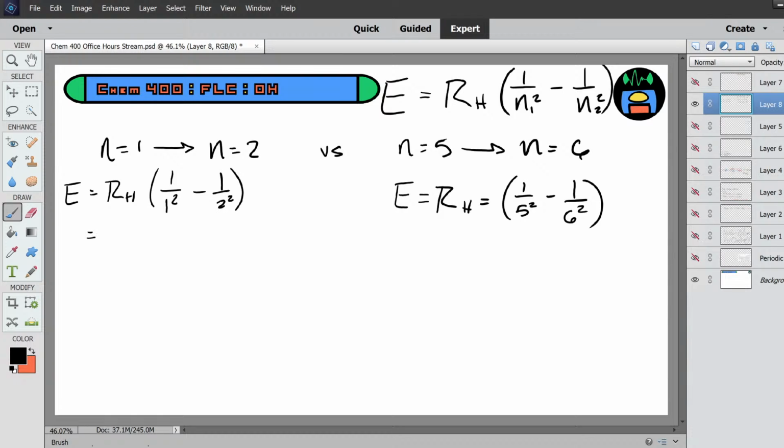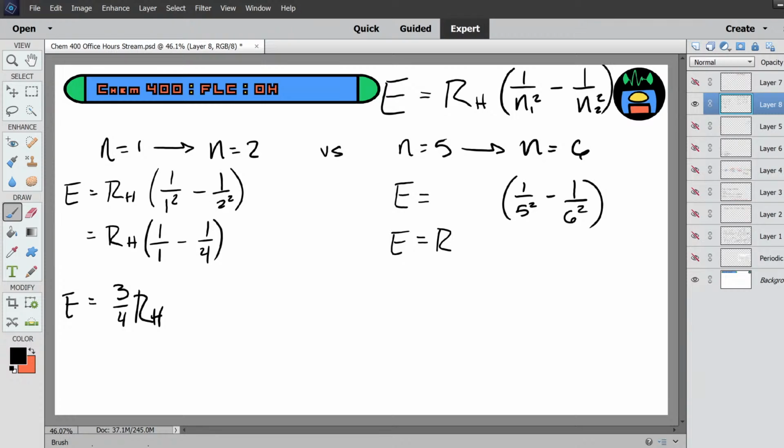So over here, the Rydberg constant times 1 minus 1 over 4. So energy here is 3/4 times the Rydberg constant. That's that transition. Over here, it'll be the Rydberg constant times 1 over 25 minus 1 over 36.